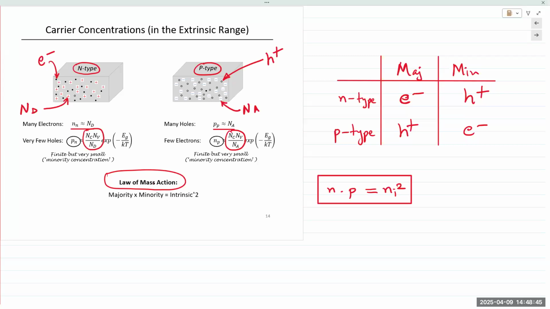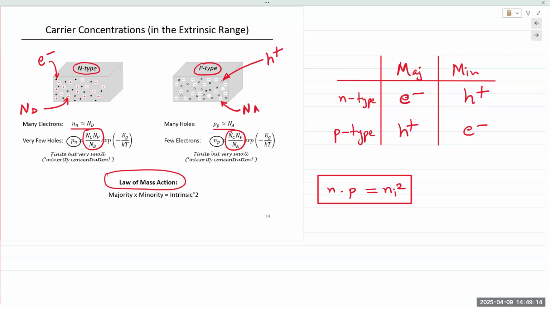Let that sink in for a few seconds, and then I'll talk about why it happens. And then we have less than 10 minutes to get through our homework. So N times P, the number of electrons times the number of holes, is always equal to Ni squared. Now, the reason why this happens is, let's say you have a semiconductor material.